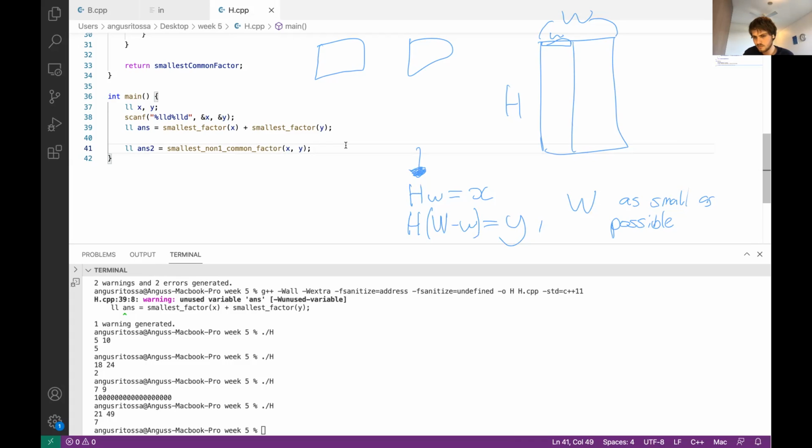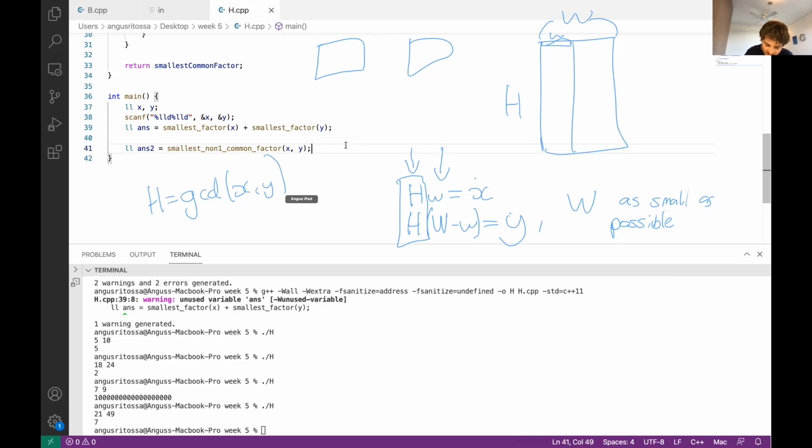Well, we want W to be as small as possible. So we want H to be as big as possible because that's how multiplication works. And we want H to also be a factor of both X and Y. So we want H to be the GCD of X and Y.